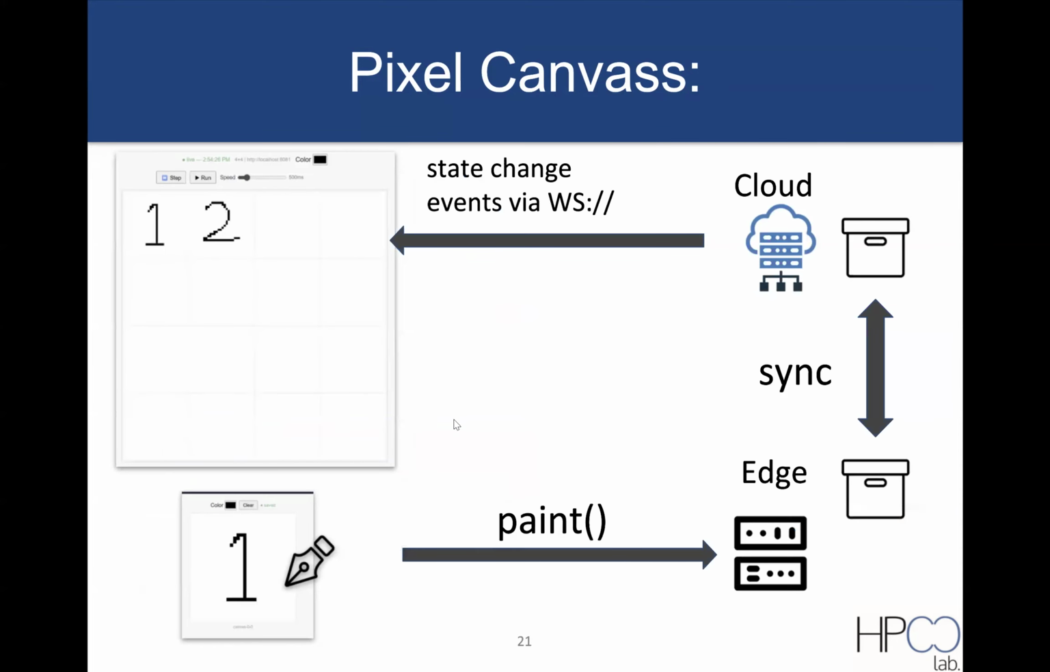When you paint something, it makes the function call into the edge server. An edge server and a cloud have some synchronization mechanism, and then it broadcasts the state change as a WebSocket. You can see that it happens both ways. If I draw something on the cloud, it's going to send the pen event, synchronize, and broadcast the event as a WebSocket onto the client side as well.